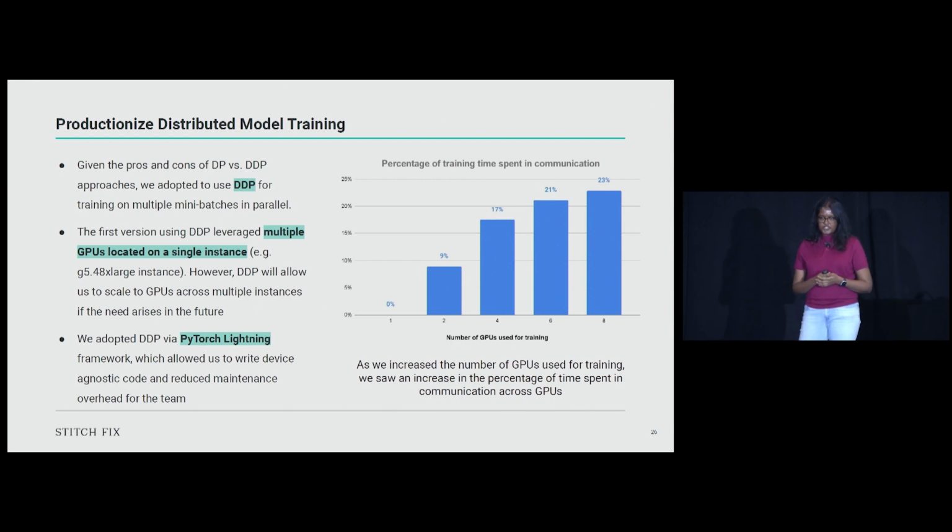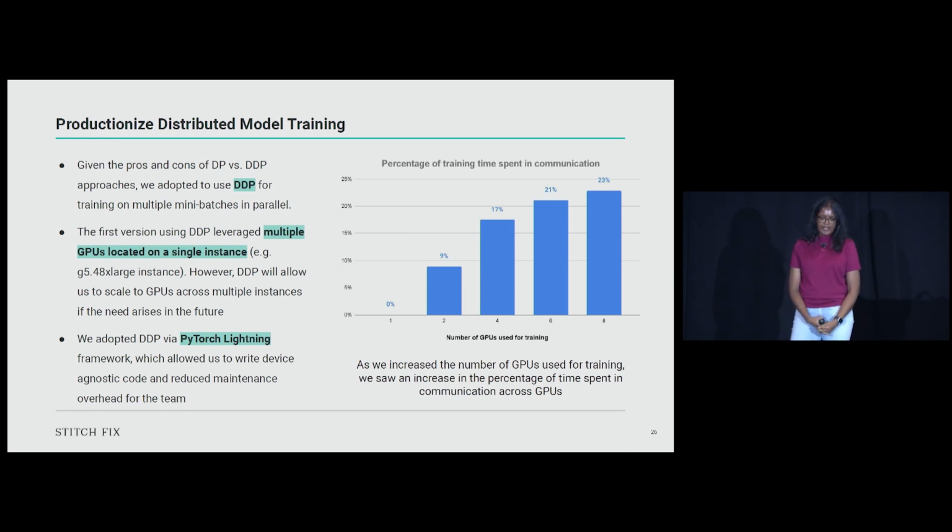So going into the journey of how we productionized it, the first version of DDP that we productionized utilized multiple GPUs on a single instance. For example, the G5.48xlarge instance from AWS that has 8 GPUs. So we utilized that instance. But in the future, if we do grow, we can set up a cluster of GPUs and use the same code with some change in the setup and use GPUs across multiple instances.